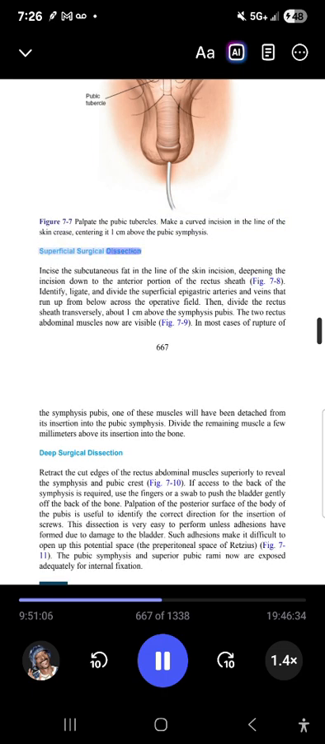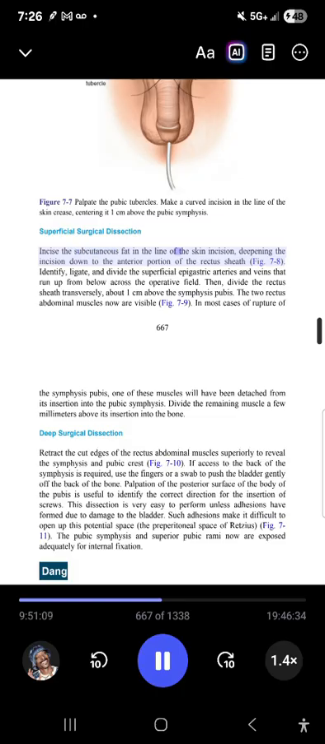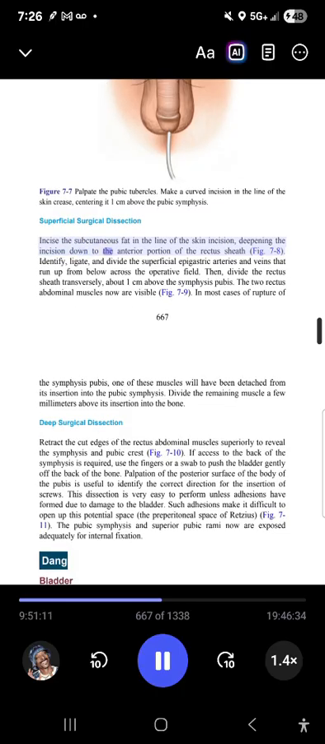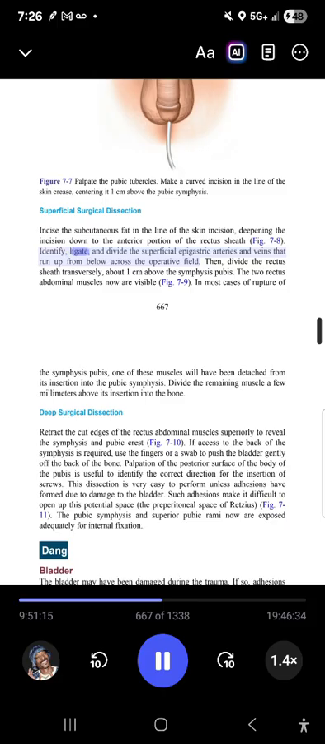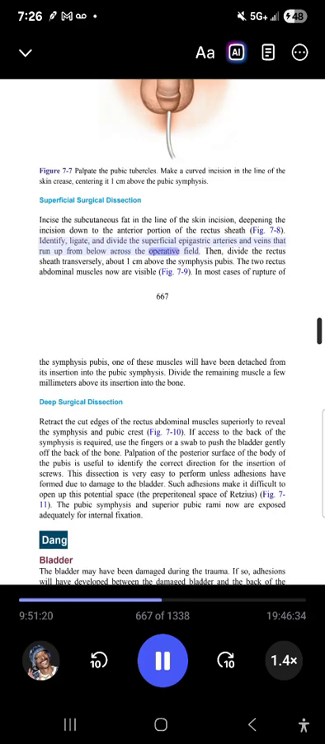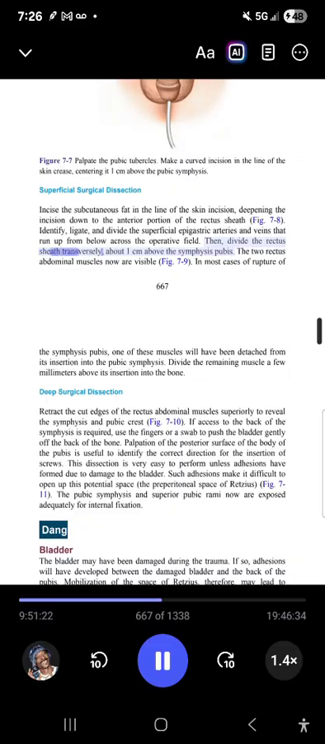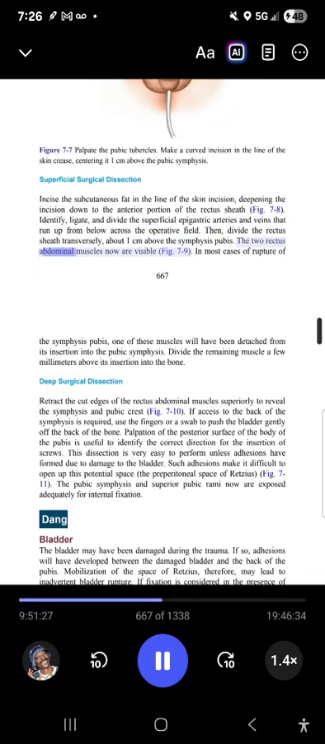Superficial surgical dissection. Incise the subcutaneous fat in the line of the skin incision, deepening the incision down to the anterior portion of the rectus sheath. Figure 7-8. Identify, ligate, and divide the superficial epigastric arteries and veins that run up from below across the operative field. Then, divide the rectus sheath transversely, about 1 cm above the symphysis pubis. The two rectus abdominis muscles now are visible.